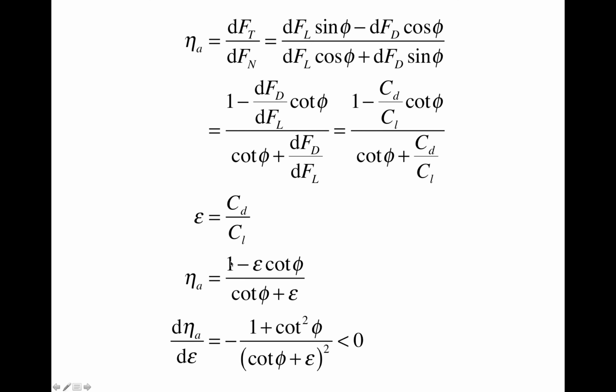So what we can do for this kind of monotonically decreasing function is try to find its maximum value. When epsilon is at its minimum value, then eta A is at its maximum value. So we want to find the minimal value for epsilon. If epsilon achieves its minimum, then eta A achieves its maximum, because eta A is a monotonically decreasing function of epsilon.